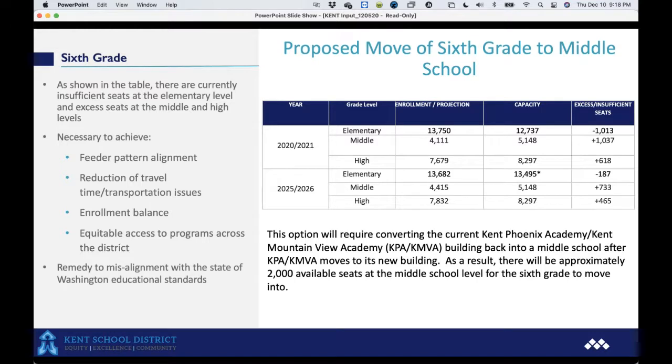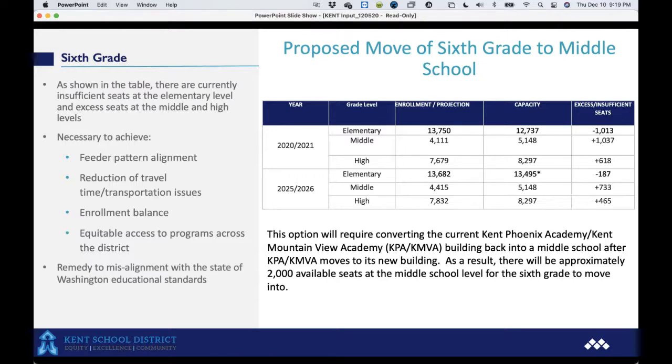The interim report proposes moving 6th grade to middle school. As shown in the table, there are currently insufficient seats at the elementary level and excess seats at the middle and high school level. This proposal is necessary to achieve feeder pattern alignment, reduction of travel time and transportation issues, enrollment balance, and equitable access to programs across the district.